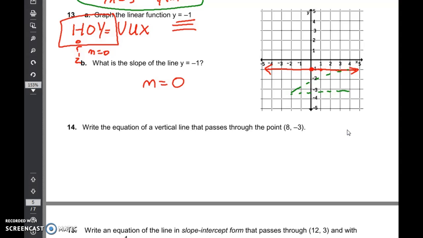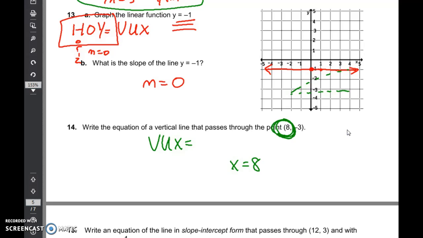Write the equation of a vertical line. Vertical, vertical, vertical. So that's our V, U, X. So a vertical line is x equals. X equals what? Well, we only have one x coordinate there. X equals 8. So this is just a little bit of memorization.